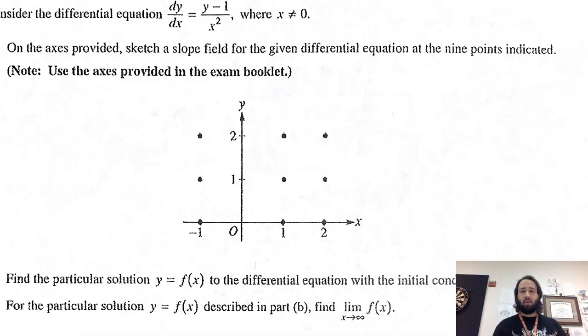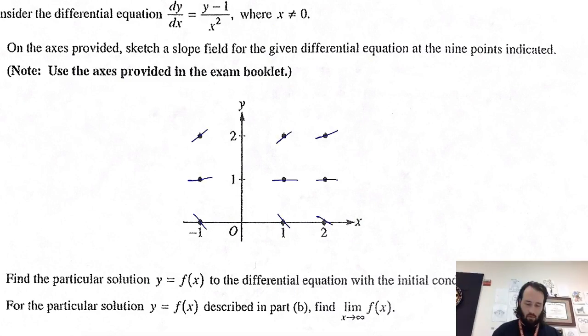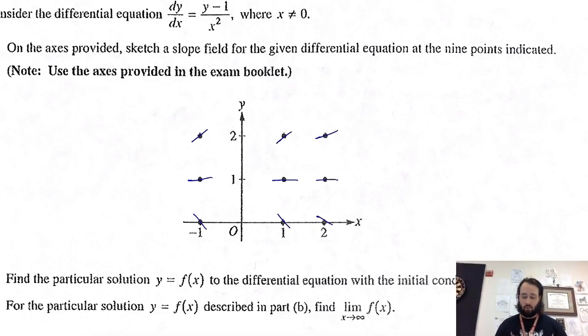You're plugging in the x, plugging in the y, and seeing what the slope comes out as, and trying to graph a little line approximately at that point. So there's our slopes. And that's all they're looking for in this one, right? Just sketch the slope field at the 9 points. They put the 9 points, I drew my slope of my 9 points, and I'm going to move on with the question.